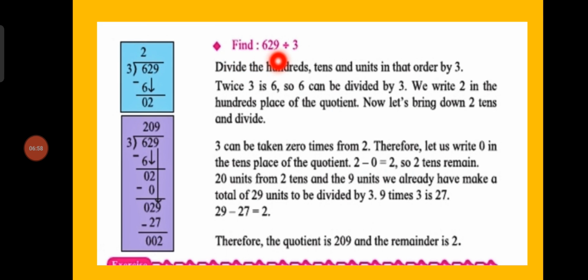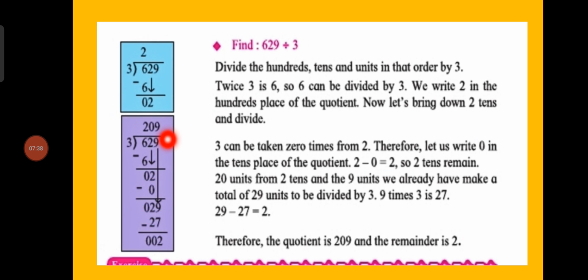Find 629 divided by 3. Divide the hundreds, tens and units in that order by 3. So here 3 2s are 6, 2 we bring down. But 2 doesn't go by 3. 3 can be taken 0 times from 2. So here we put 0. Therefore, let us write 0 in the tens place of the quotient. 2 minus 0 is equal to 2.